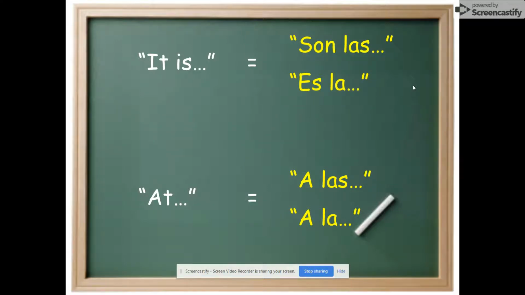This is very important. This is where it's going to be our lesson. It is son las or es la to say the time right now. Like what time is it? ¿Qué hora es right now? Son las. And if we want to say what time something takes place, then we're going to say a las, es la una de la tarde.